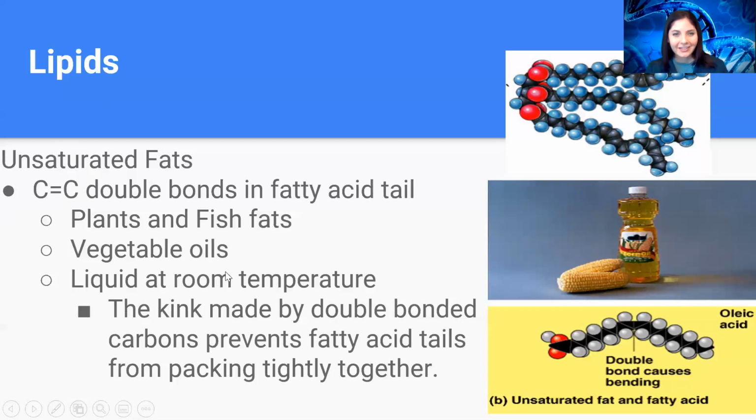And the kink that's made by this double bonded carbon prevents those fatty acid tails from packing very closely together. So it makes them, again, not quite as dense. And I like to remember that those unsaturated fats are a little bit more free-flowing, while saturated fats are very dense and put together.